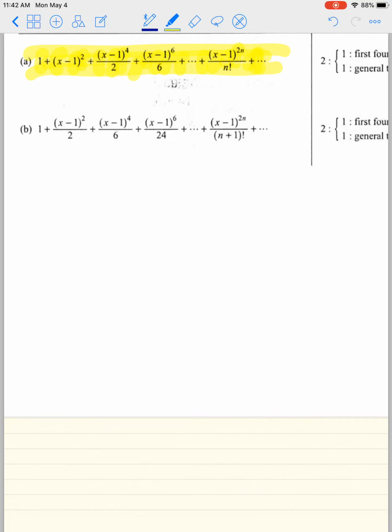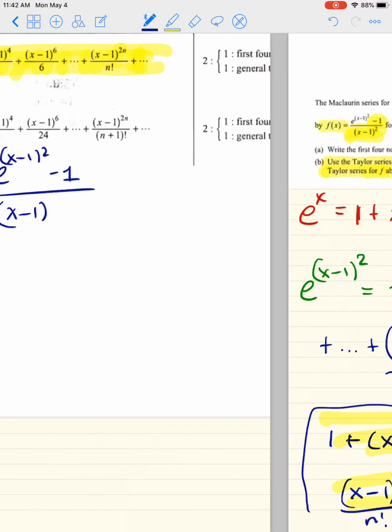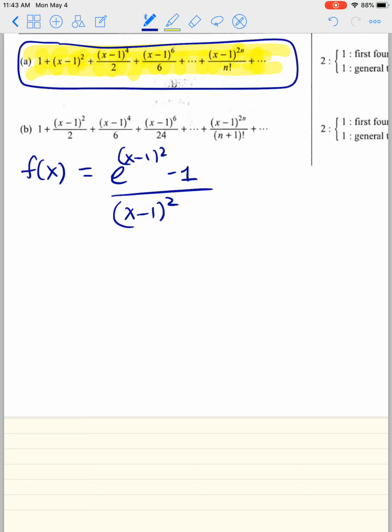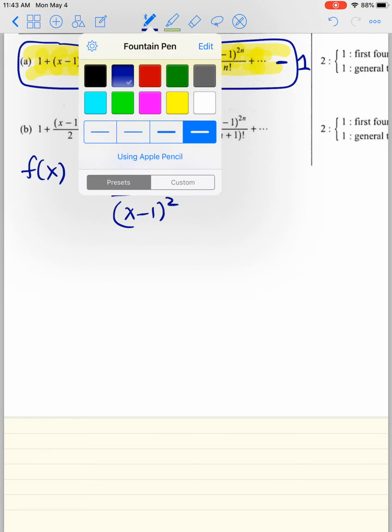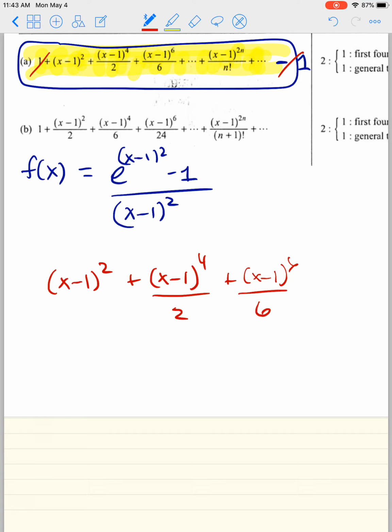So check this out. Our function once again is e to the x minus 1 squared minus 1 over x minus 1 squared. So first thing I'm going to do is take this function that I have in yellow, and I'm going to minus 1 from it. And look what happens, guys. The positive 1 and the minus 1 goes away. So what do I have now? I have x minus 1 squared plus x minus 1 to the 4th over 2 plus x minus 1 to the 6th over 6. I need an extra term.